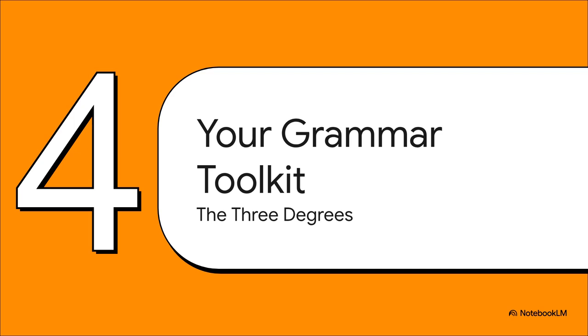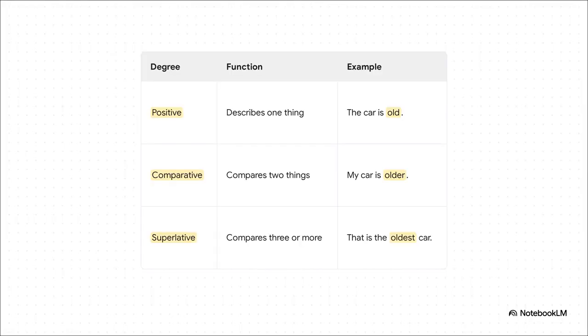Okay, so there you have it, the 3 degrees of adjectives. Let's do a quick recap and see how they all fit together in your grammar toolkit. This table really lays it out perfectly. You start with the positive statement, right? The car is old. Simple. Then you compare two things with the comparative. My car is older. And finally, you single one out from a whole group with the superlative. That is the oldest car. You can see it's a really clean, logical progression from one to the next.